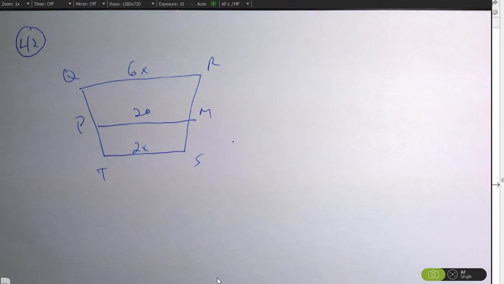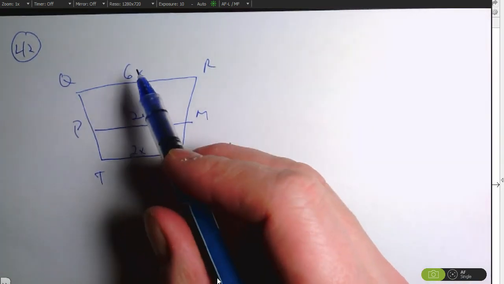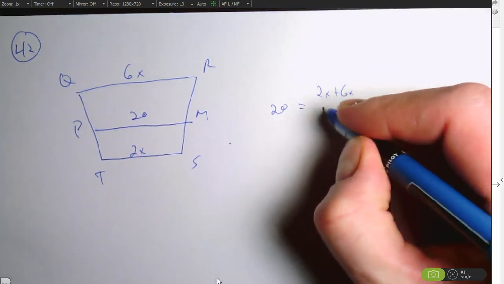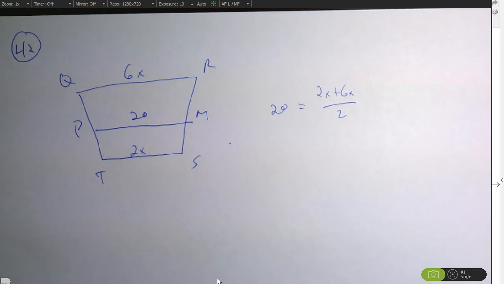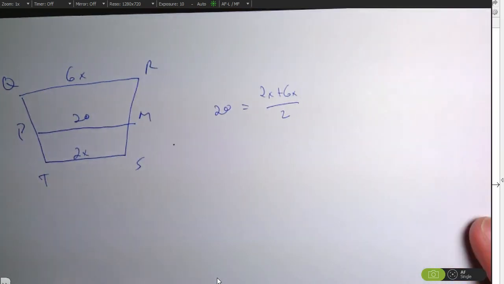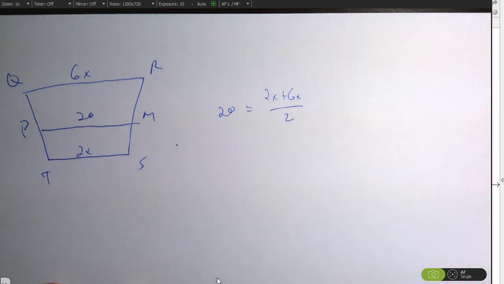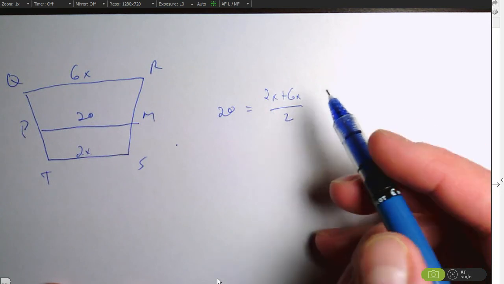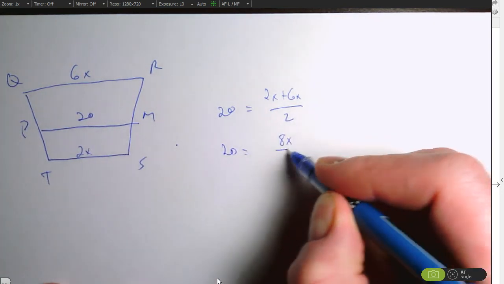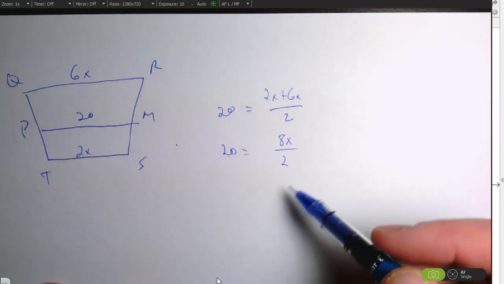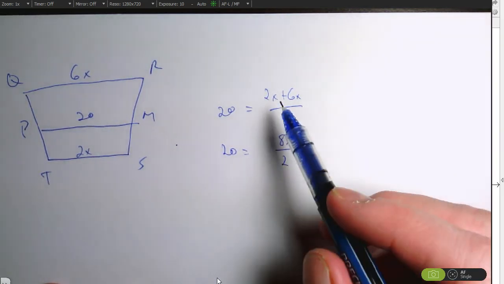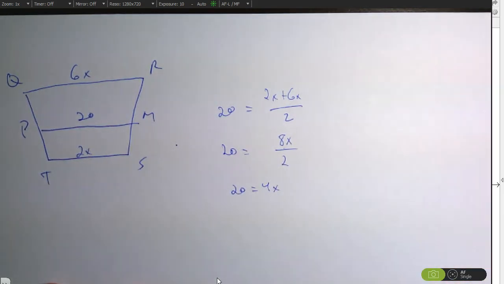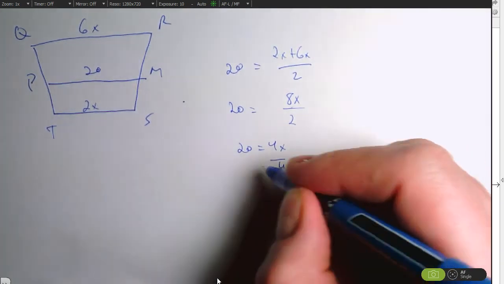So here's our drawing. The mid segment says that it is this average of those two. So 20 equals 2x plus 6x over 2. At this point, you can do one of two things. You can just flat out double it, which is probably the way to avoid any fractions. But if you'll notice here 2x plus 6x is going to be 8x. So it's even anyway. So you could double both sides, canceling off the 2 here. Or if you add those together and you get an even expression, just divide it by 2. 20 is equal to 4x. Then all I have to do is divide by 4.